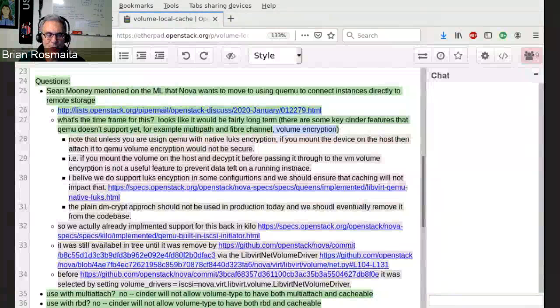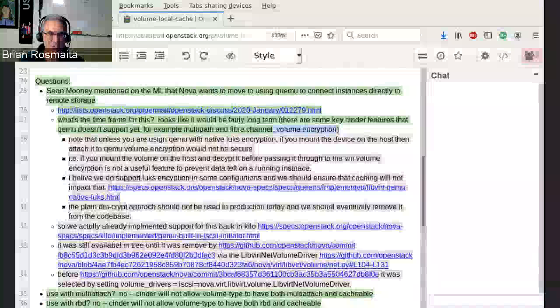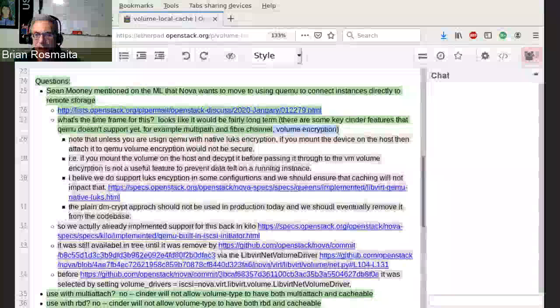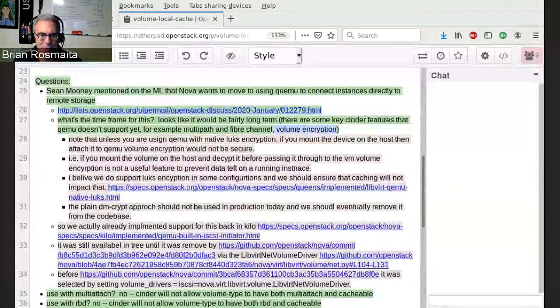And then with RBD, we can't use it. So Cinder, again, will not allow a volume type to have both RBD as the backend and be cacheable. And then you can't use it with NFS type backends. So I had a question. I think Cinder can prevent this in the volume type creation, just like with RBD. So I think we're okay there.